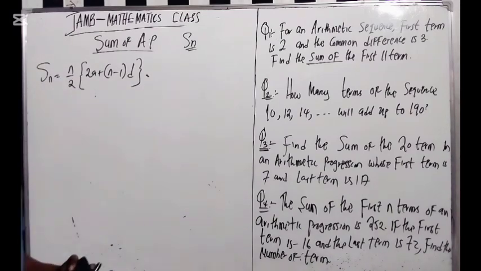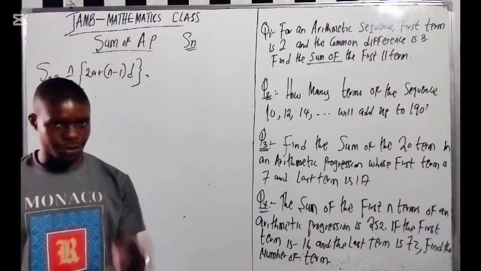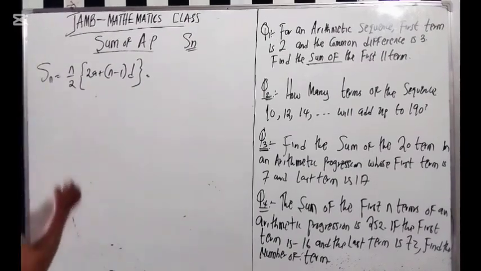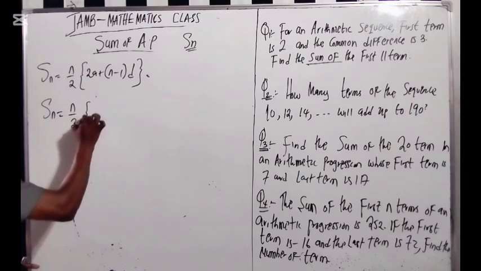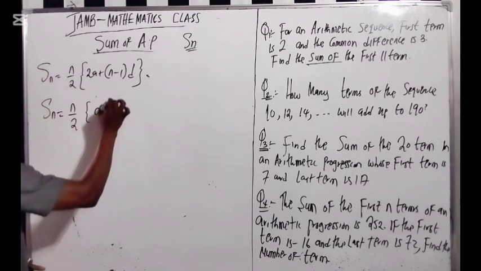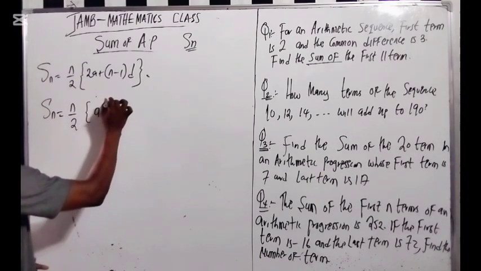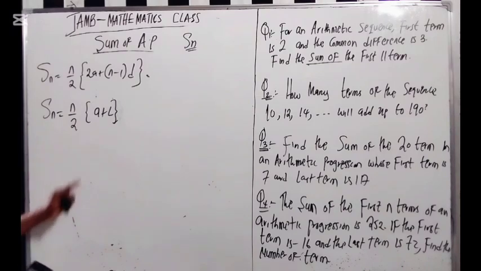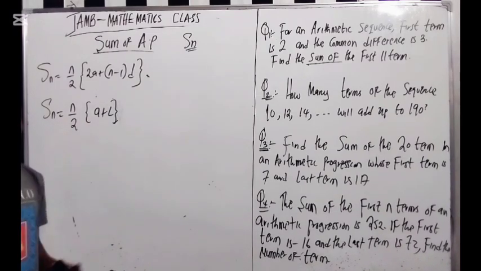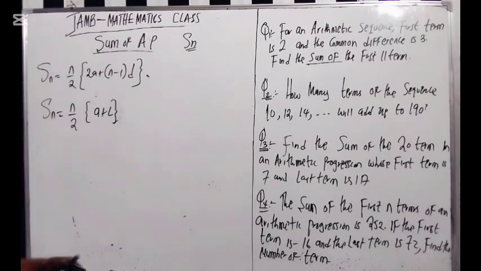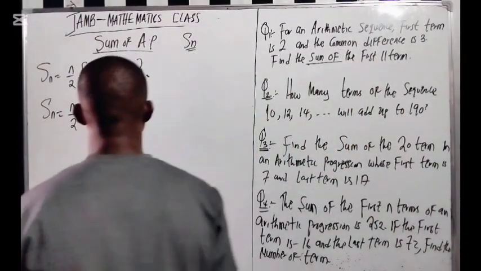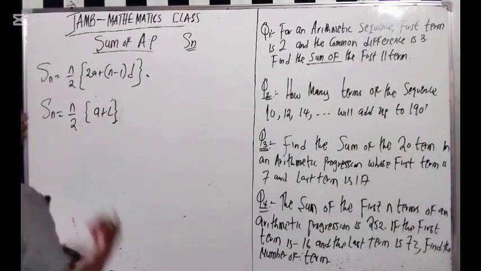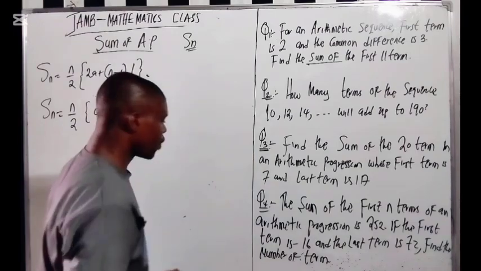Now, in a situation where the first term and the last term are given to you, you are going to use this formula: Sn equals n over 2 times (a plus l). Here a is the first term and l is the last term. So these are the two formulas you use when it comes to the sum of an AP. Copy it down. We are going to solve all these problems here.